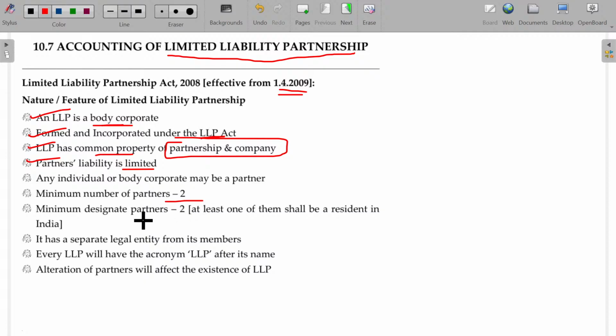Minimum number of partners 2, designated partners being 2. At least one of them shall be resident in India. Designated means the person who is taking care of the administration, a working partner. Individual or body corporate may also be partner here. In a partnership firm, individuals can be partners or sometimes firms may also be partners. Similarly here, individual and body corporate can be partner. It has a separate legal entity. After the name, LLP is attached, like after the name of the company, limited is added. Similarly here LLP is added.